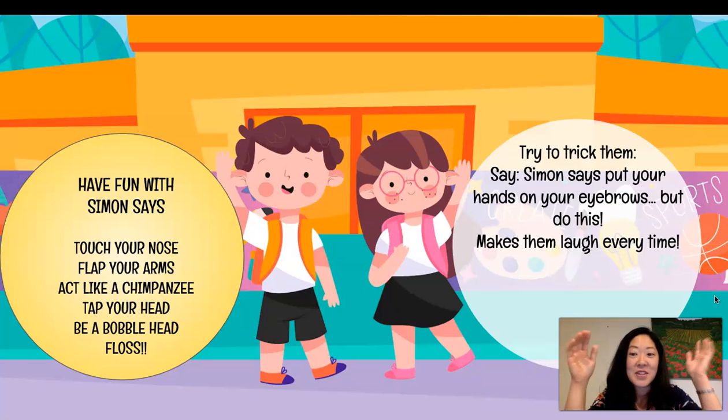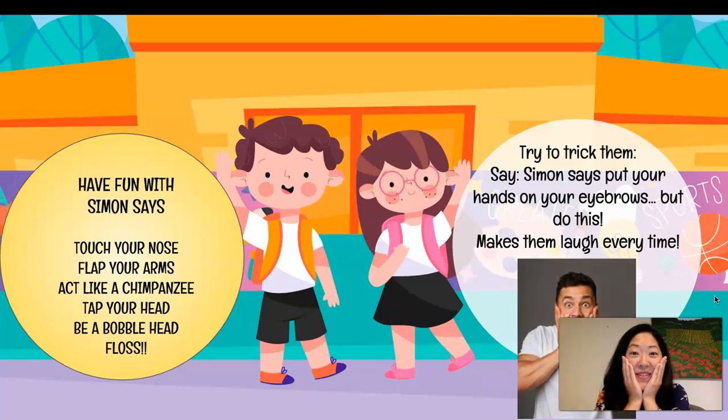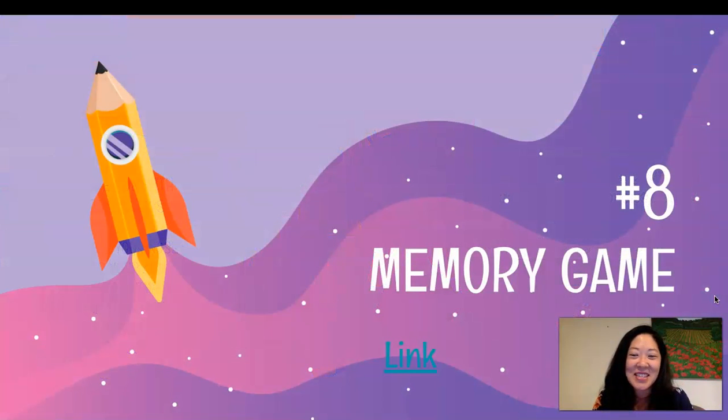And I like to do this funny trick. Simon says, put your hands on your eyebrows. And before they do it, you do something different and you try to trick them and then they can be out. It makes them laugh every time. So you're like, put your hands on your eyebrows, and they all follow you because they think that they need to follow you.